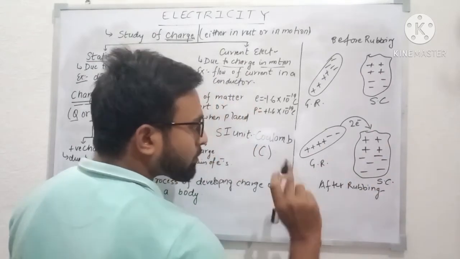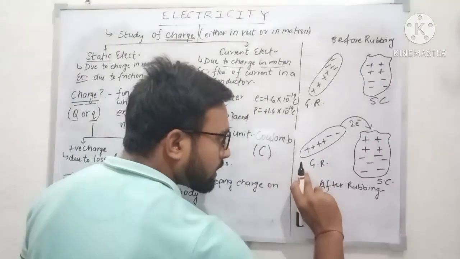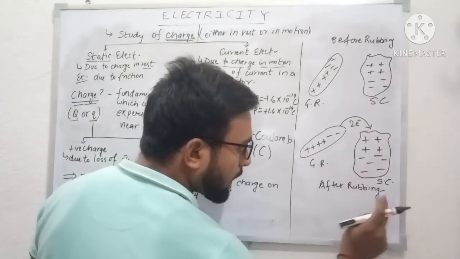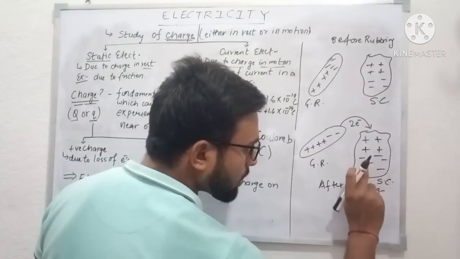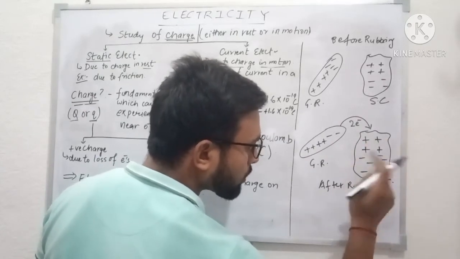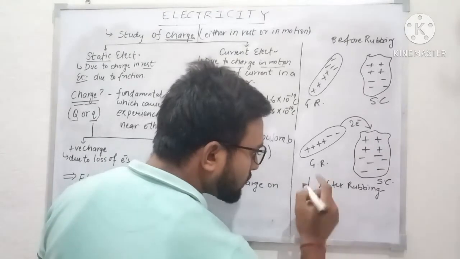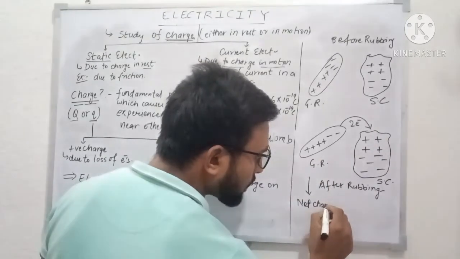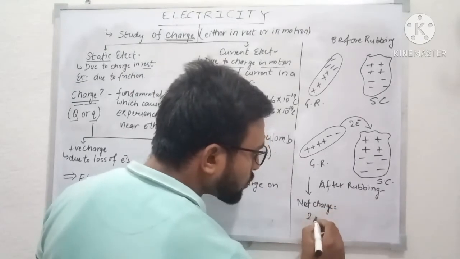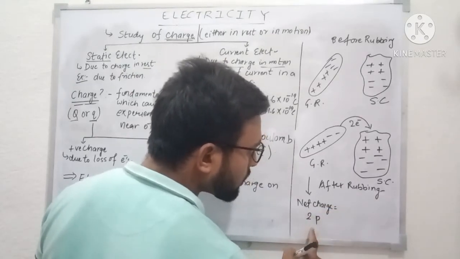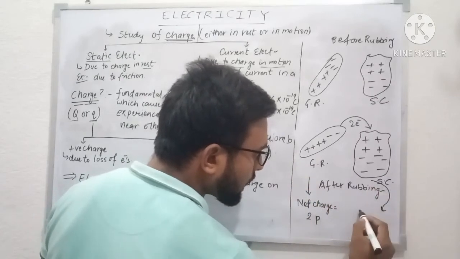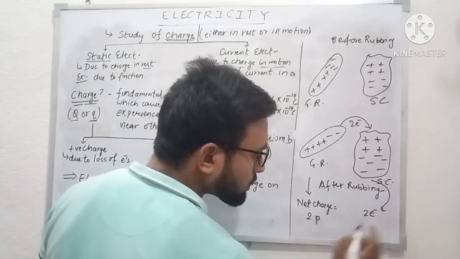It means here number of protons is more than number of electrons, and here for silk cloth number of electrons is more than number of protons. So what is the net charge on glass rod? If we see the net charge on glass rod, it is 2 protons more, and on silk cloth net charge is 2 electrons more.